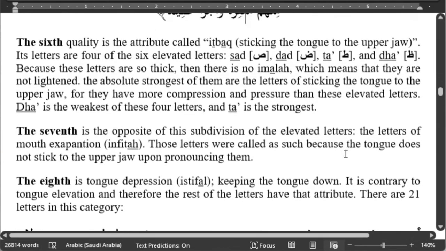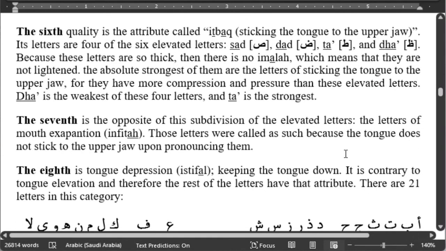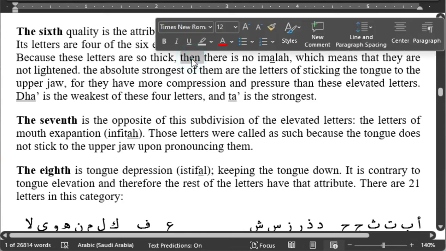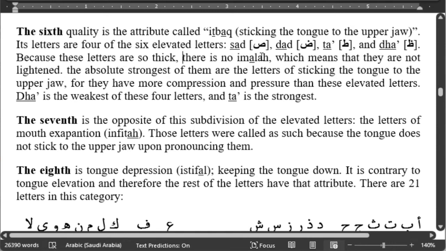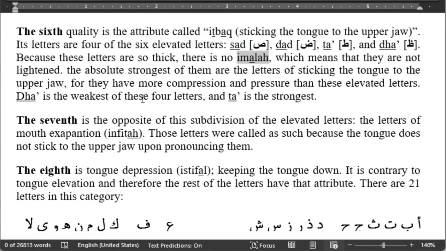The sixth quality is the attribute called itbaq, sticking the tongue to the upper jaw. Its letters are 4 of the 7 elevated letters: Sad, Dad, Ta, and Dha. Because these letters are so thick, there is no imala, which means that they are not lightened. Imala is a feature of, in Arabic, yani. Imala is when you take the alif and you lean it towards a ya.